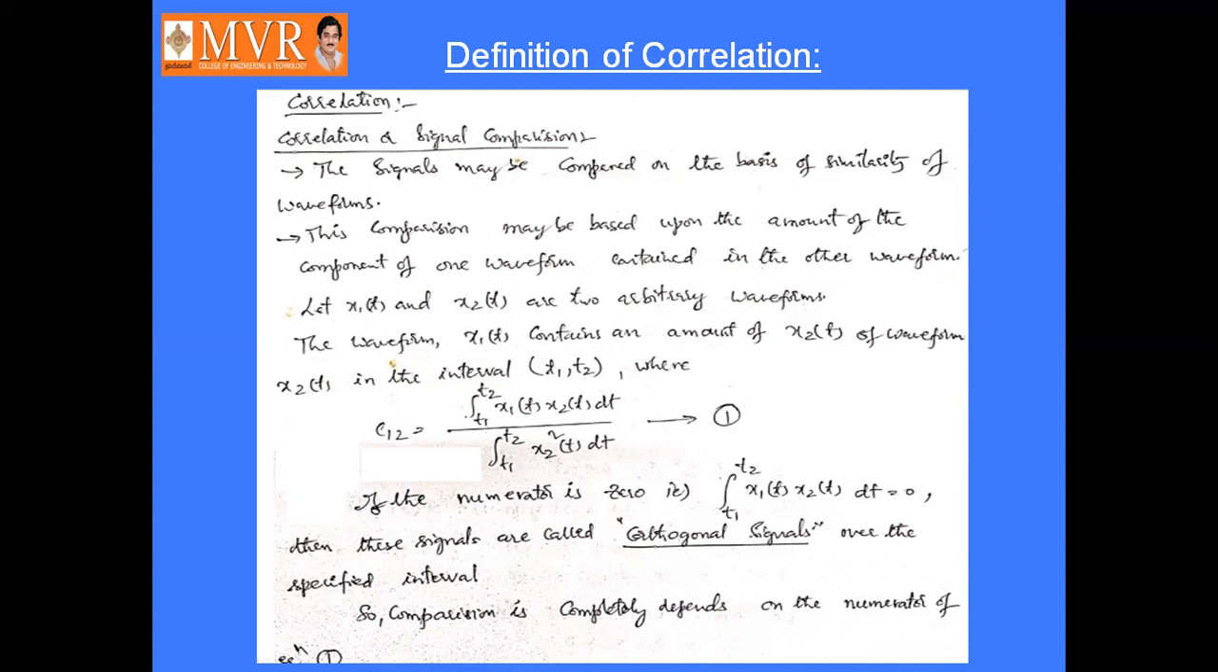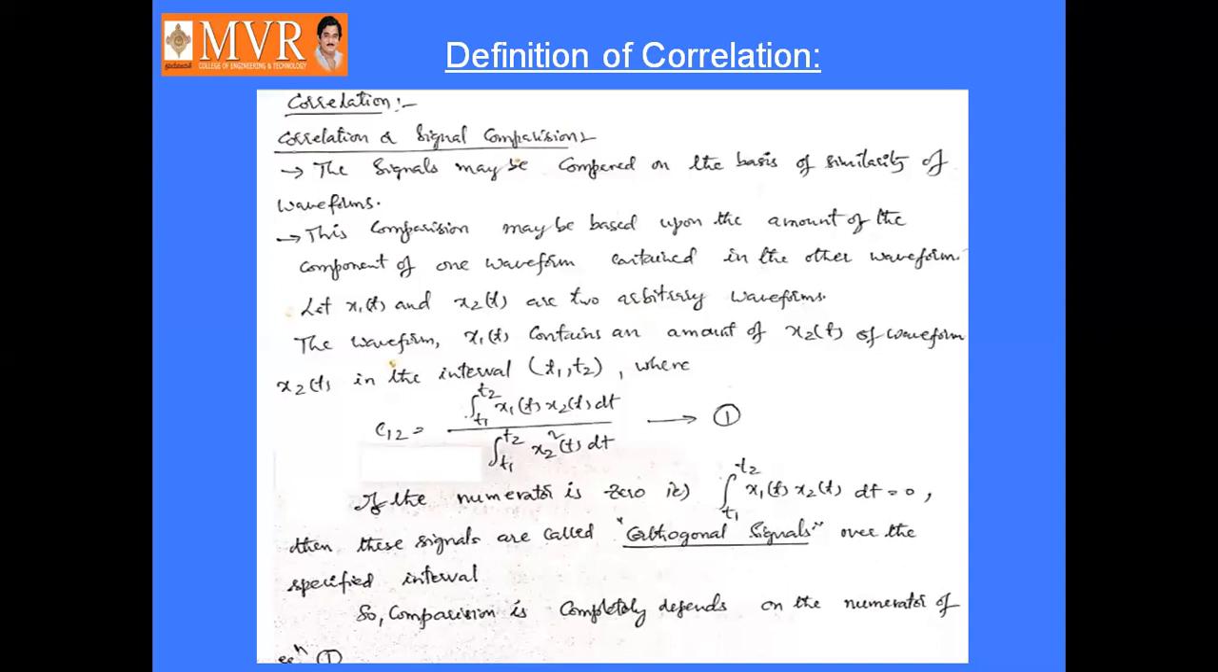If two signals or two vectors are orthogonal to each other, then the condition is c12 equal to 0. Here these two are waveforms, so these two are signals x1(t) and x2(t). There we also discussed the analogy of two signals and two vectors, which is also called similarity.